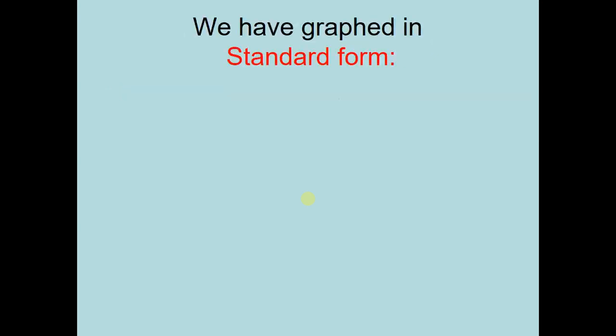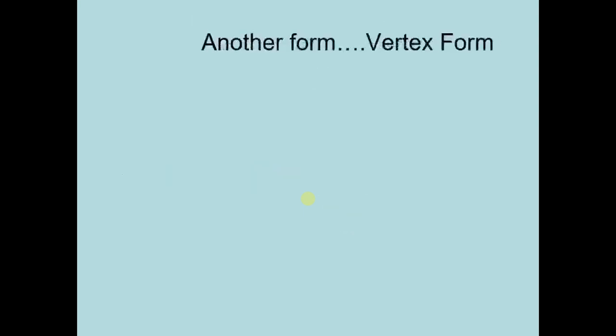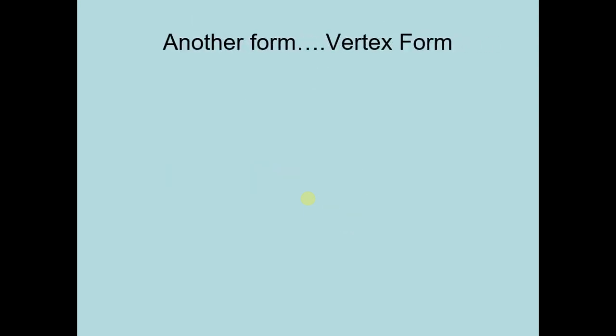So we've graphed in standard form. That was ax squared plus bx plus c using the vertex of negative b over 2a. Now, sometimes your vertices are like decimals, and it's gross. No one wants to graph that. So there is a vertex form, another form for us.